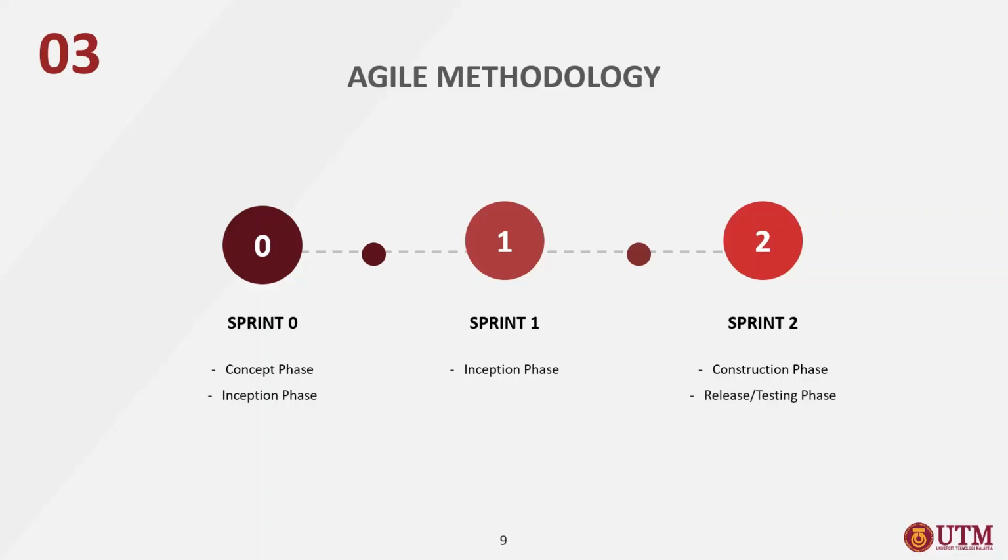For this project, we're doing agile methodology. Sprint 0 consists of concept phase and inception phase. So concept phase was done when proposal form was submitted. It was also verified by the panels. In the proposal form, the problem background was identified and a solution was proposed. And during this phase, the objective, scope, and system requirements also were identified.